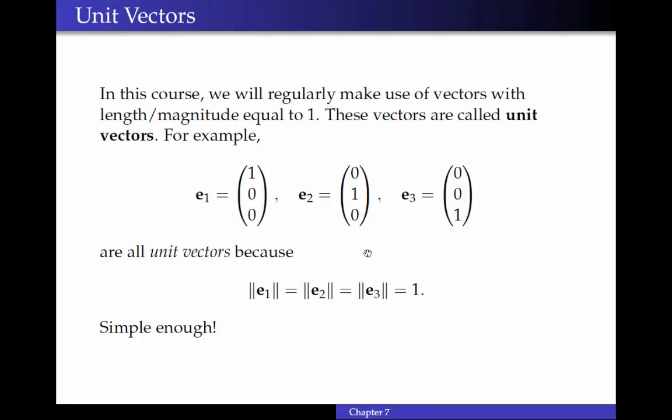1, 0, 0; 0, 1, 0. These are the columns of the identity matrix, right? And these are all unit vectors because if I take their length, it's quite clear to see that if I square each element, add them up, I get 1, and take the square root of 1, I still have 1. So these are the simplest form of unit vectors.